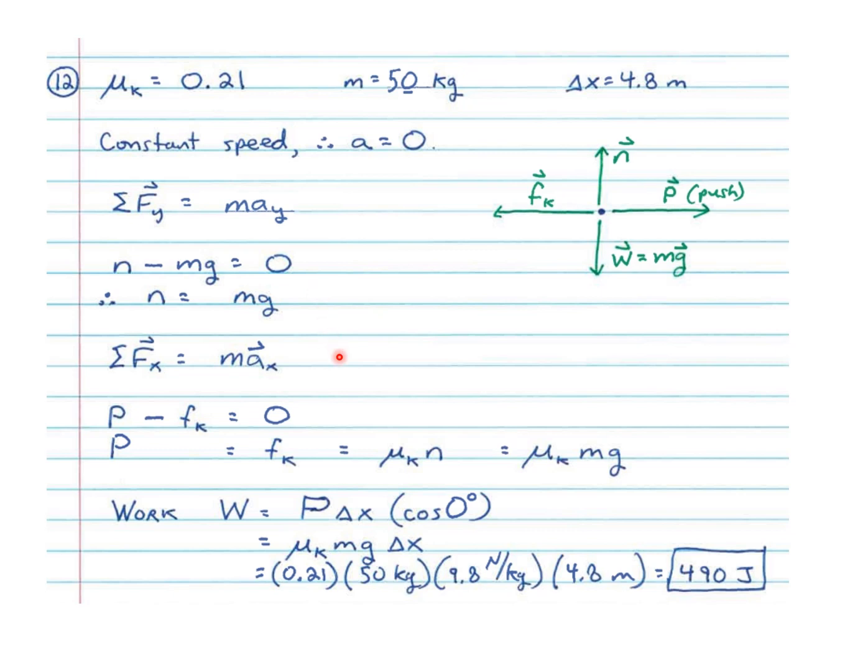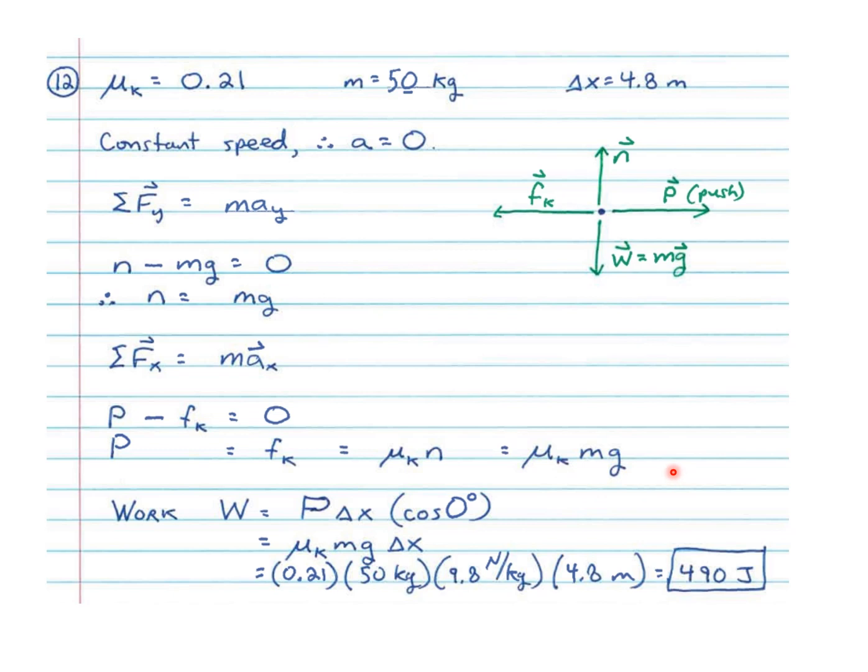Now in the x direction, the sum of the forces equals mass times acceleration in the x direction. The push to the right minus friction to the left equals, since it's a constant speed, 0 acceleration. From that, we can get the push equals the friction force, and we'll replace friction force with mu sub k n, and we'll replace n with mu sub k mg.